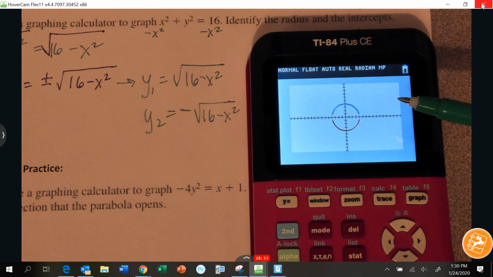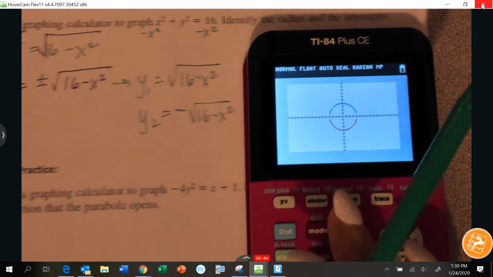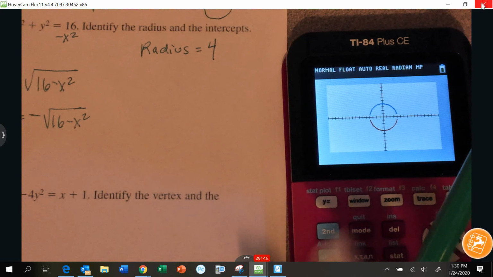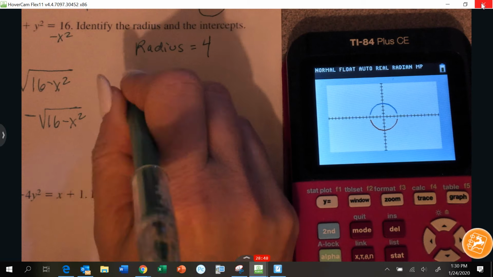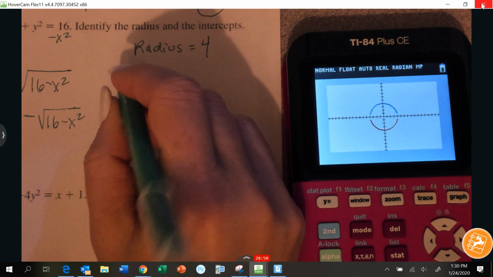So the last part of this question is where are the vertices? Not vertices, I'm sorry. Intercepts. It says where are the intercepts. So what do we have? That is not an intercept, or that might be an intercept. I need an ordered pair.